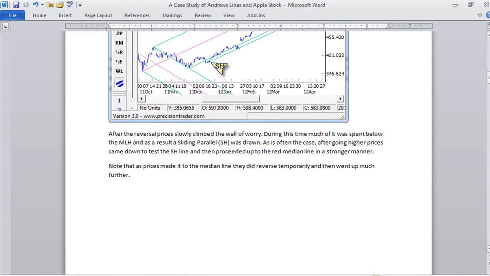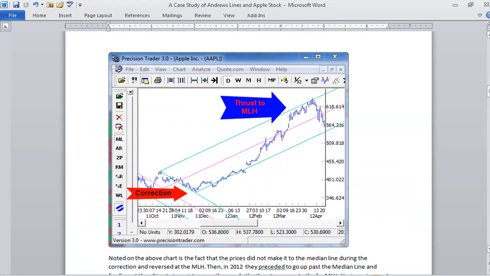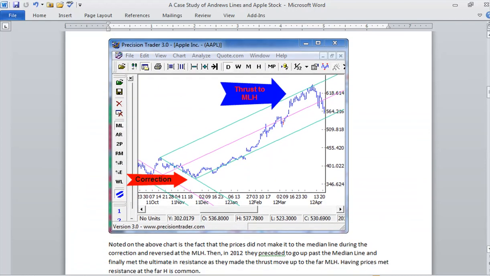And as Andrew said, prices have a tendency to reverse at the median line, at the parallel lines, or extensions of them. That is where you will find many of your reversals. So here we have a thrust to the MLH, as you can see, and a thrust to the MLH is very, very normal in situations where you're in a thrust pattern and you did not make it to the median line in the correction pattern.